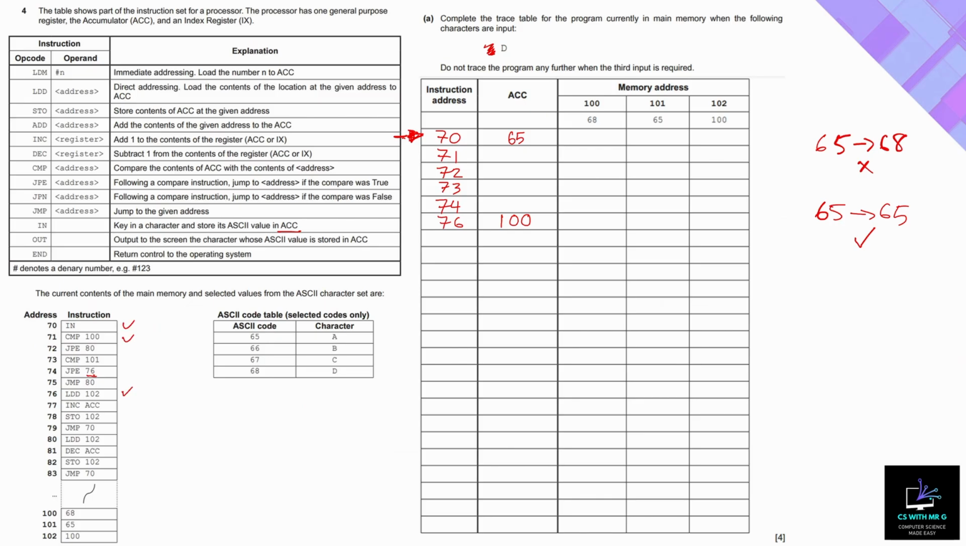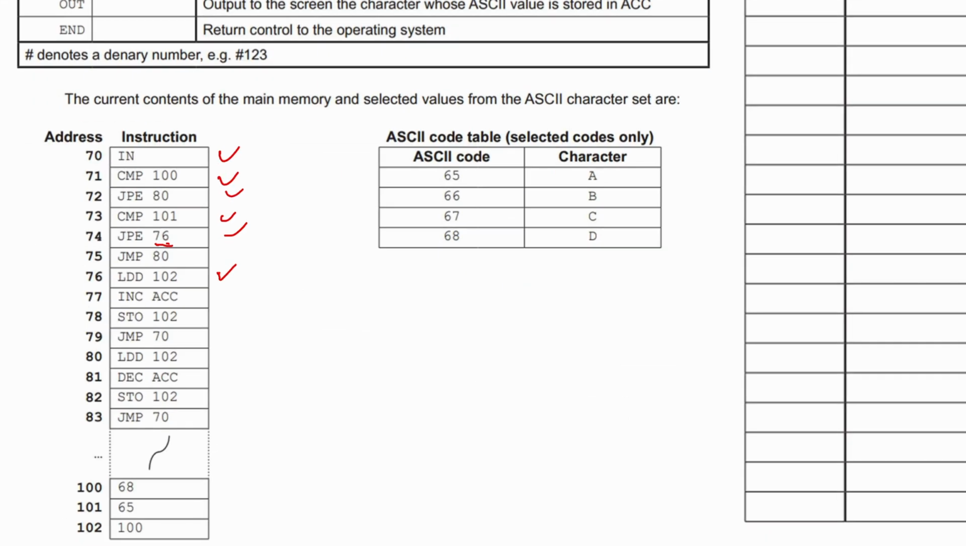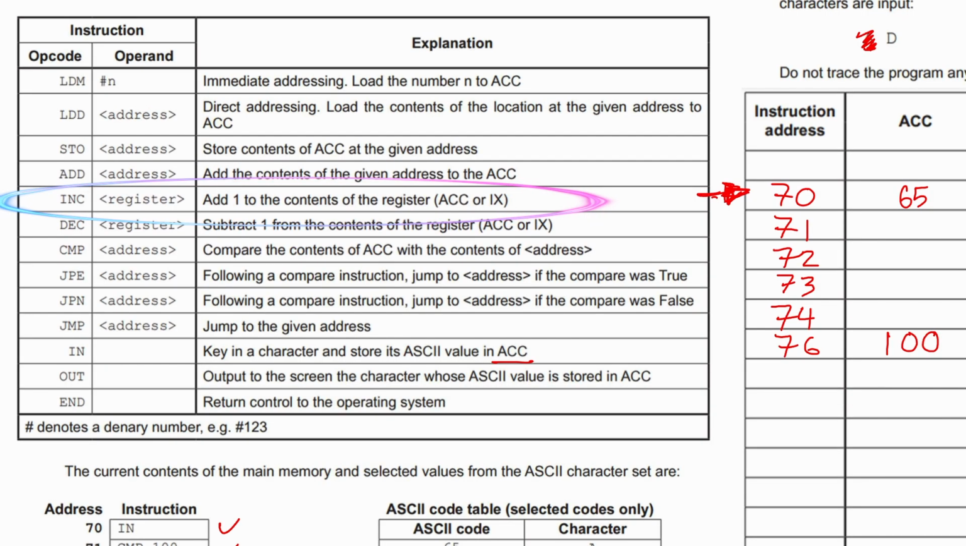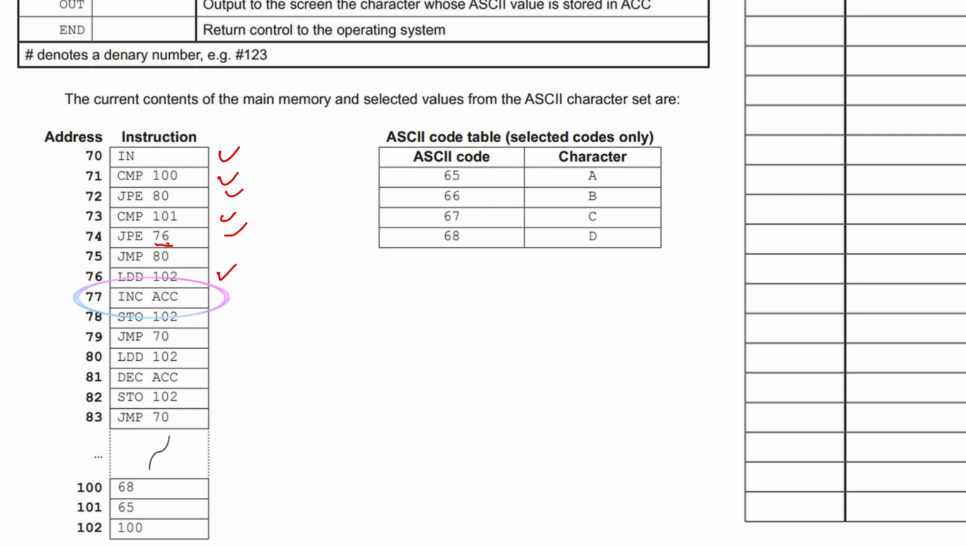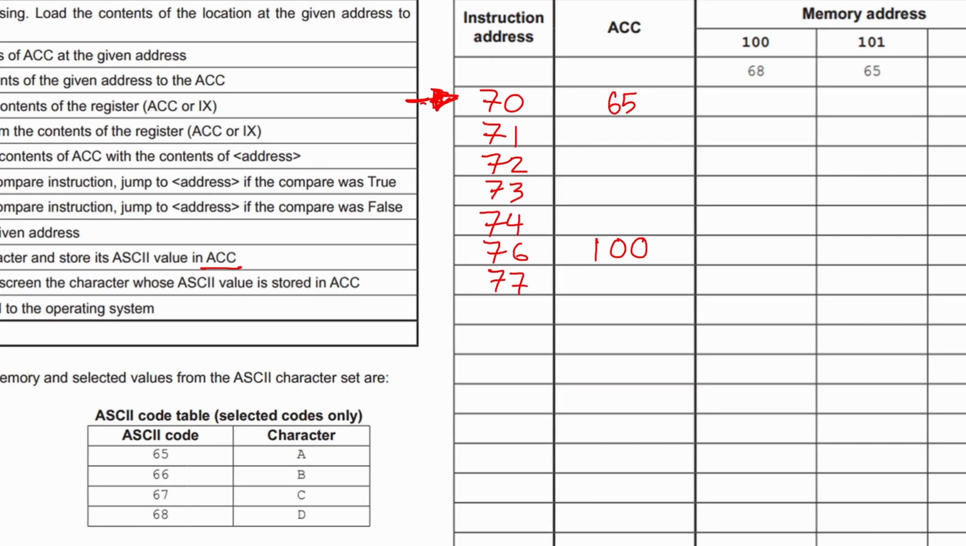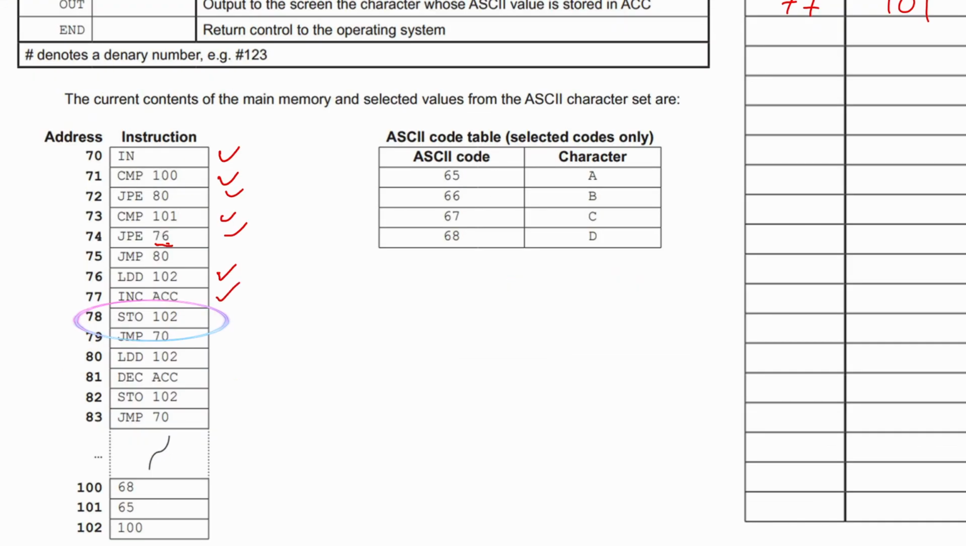We're going to tick off the instructions that we've done so far. We missed 75. We're now up to line 77, and line 77 simply states increment the accumulator. So increment: add 1 to the contents of the register, which in our case is the accumulator. It clearly states accumulator there. So line number 77, increment the accumulator by 1, nice and simple.